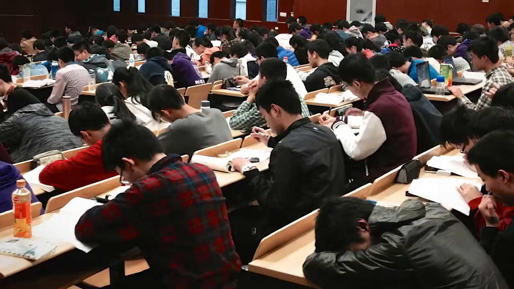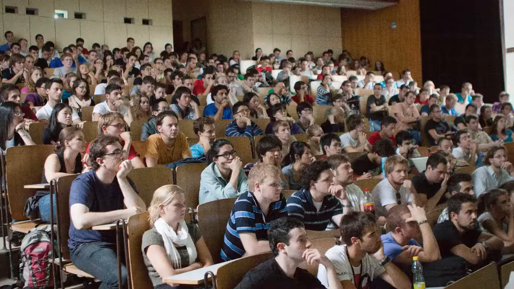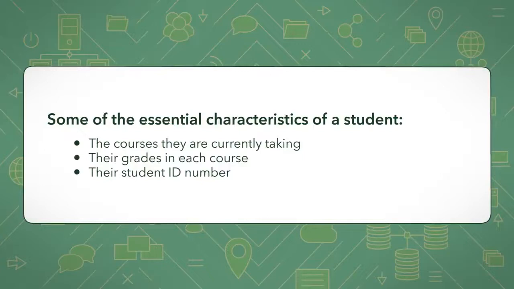Before we start creating an abstraction, we need a context for our person. Context or specific perspective is critical when forming an abstraction. Let's look at an example where our context is an academic setting, and we want to create an abstraction for a student. What are some of the essential characteristics of a student? We'll include the courses they're currently taking, their grades in each course, and their student ID number. These are basic attributes for a student.